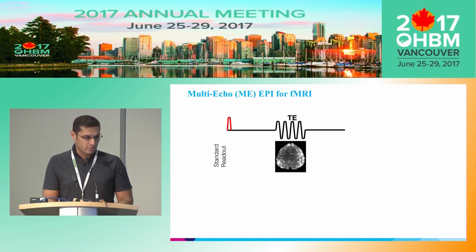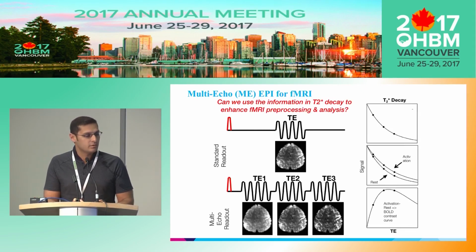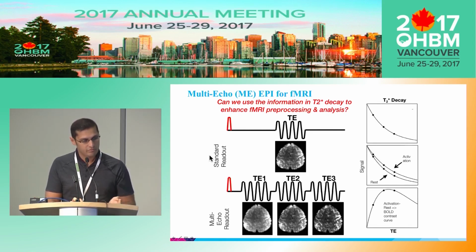So what multi-echo fMRI does, I'm just going to go through the slide quickly. It tries to ask the question, can we use the information in the T2* decay to enhance fMRI processing and analysis? So just to give you an idea, I'm going to use this pointer over here. As you've seen so far, a standard fMRI acquisition based on echo-planar imaging is based on a concept where you excite the volume, and then you wait a while for some optimal echo time to come around, and then you image at that optimal echo time.